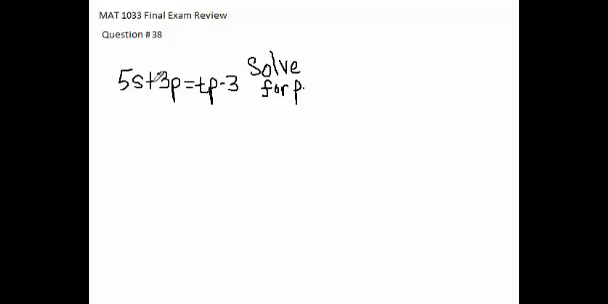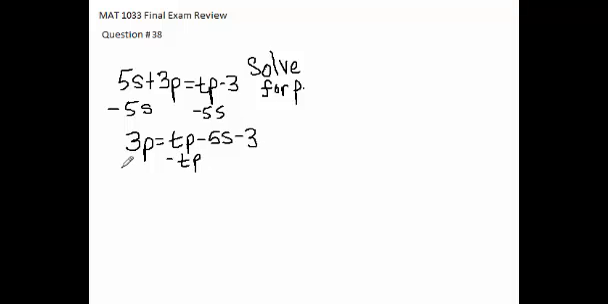We need to get those on one side and any terms that do not have the letter p in them on the other side. So we're going to use the addition property of equality to do that. So I'm going to subtract 5s from both sides. I end up with 3p is equal to tp minus 5s minus 3. Then I'm going to subtract tp from both sides.